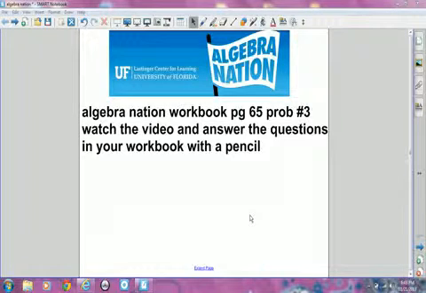Algebra Nation Workbook, page 65. Problem number 3, the number of NBA titles the Heat will not win in a row after they get knocked out of the playoffs this year.